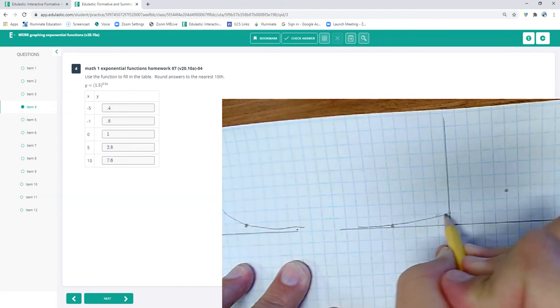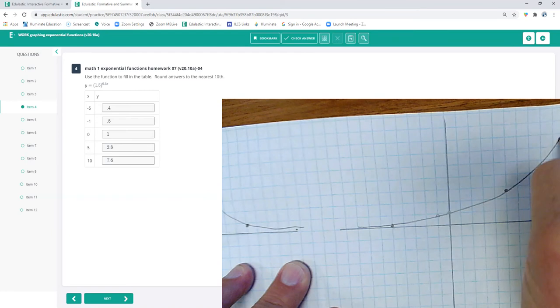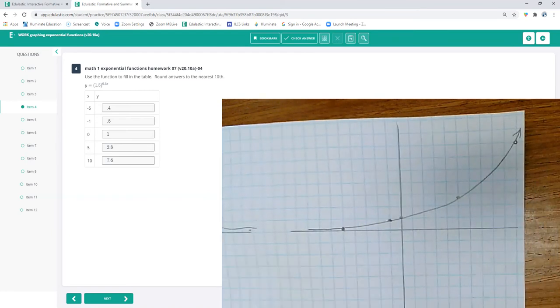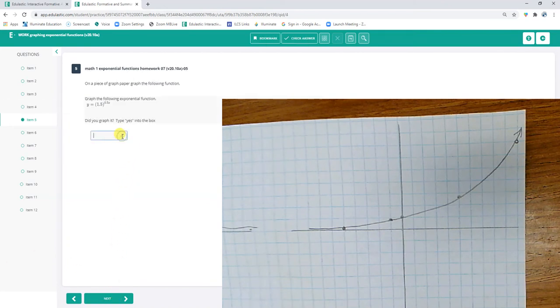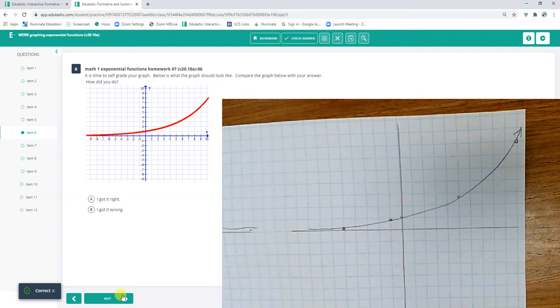And there's the graph of it. So did I graph it? Did you graph it? Type yes. Yes, I graphed it. Is that right? That's correct. And yeah, that looks good. I got it right.